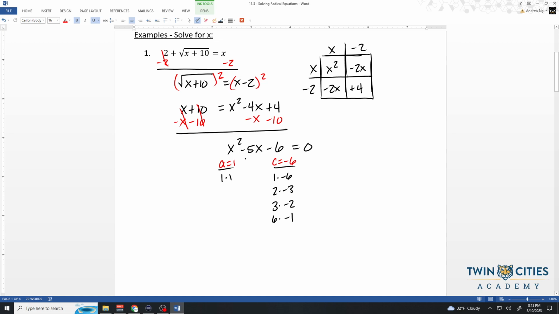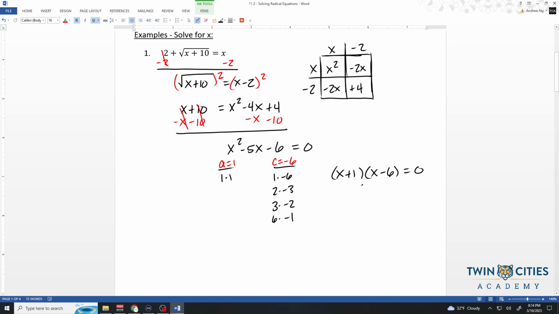All right, testing things out, I need to get negative 5 in the middle. So if I did 1, 1, and 1, negative 6, multiply the outsides, 1 times negative 6 would be negative 6. Multiply the insides, 1 times 1 is 1. Negative 6 plus 1 is negative 5. Okay, so then I can already tell you, 1, 1 would be 1x or just x, and 1x or just x over here. 1 negative 6 would be plus 1 minus 6. And this is equal to 0.